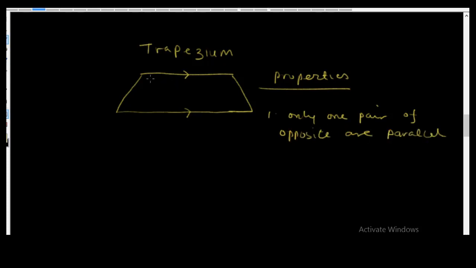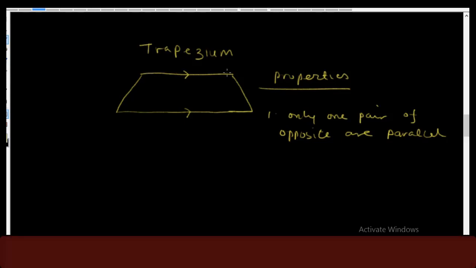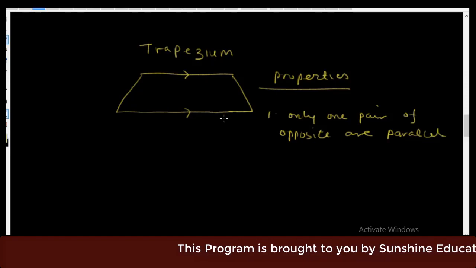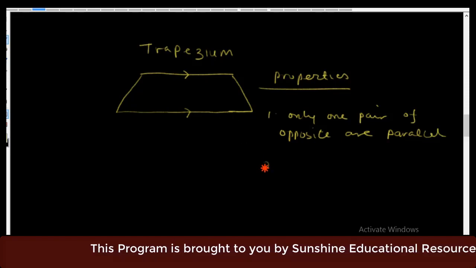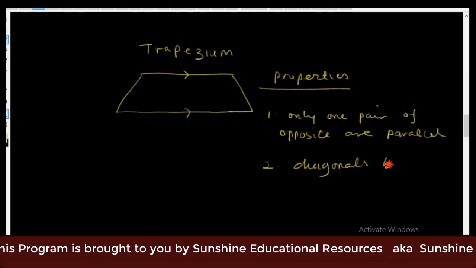For example, let's look at this diagram here. You will notice that only this pair of sides are parallel. These other sides are not parallel. So only one pair of the opposite sides are parallel. Number two, diagonals bisect each other.